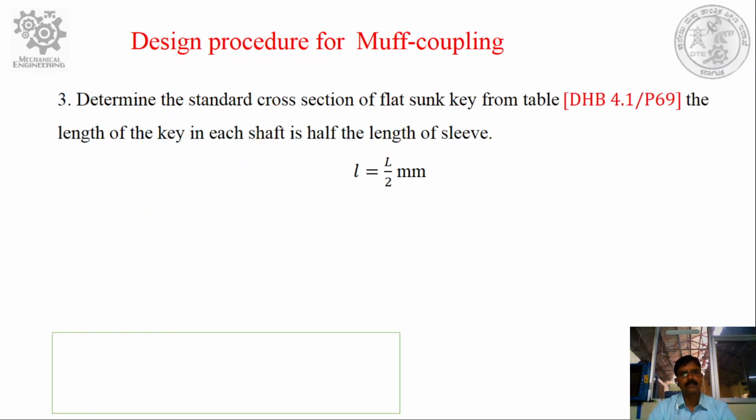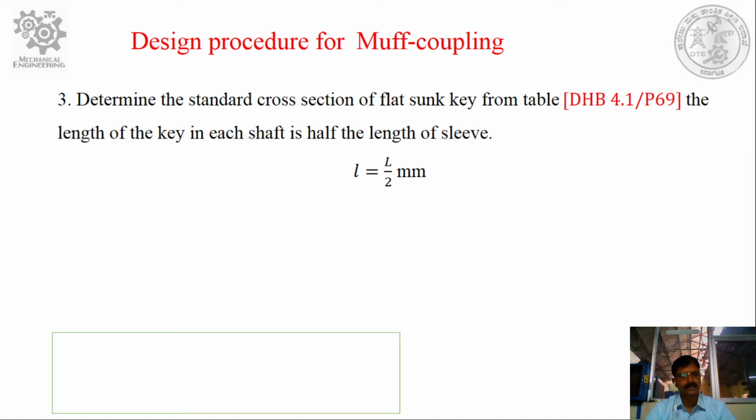Design procedure for the muff coupling. Determine the standard cross section of the flat anchor key from the table in the data handbook, 4.1, page number 69. The length of the key in each shaft is half the length of the sleeve, l is equal to L by 2. We are going to determine the standard cross section of the flat anchor key, which depends upon the shaft diameter.